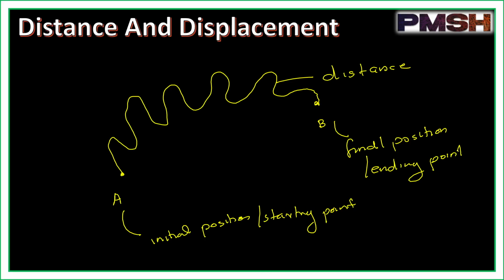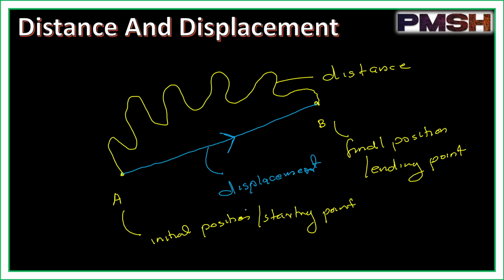Ending point. Then the displacement is the shortest distance between initial and final position. Displacement is the shortest length between initial position and final position. How can you find the shortest length or shortest distance? Yes, it will be the straight line distance, right? So this will be our displacement.